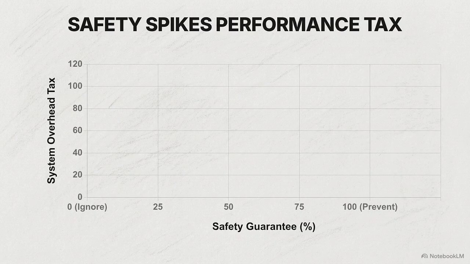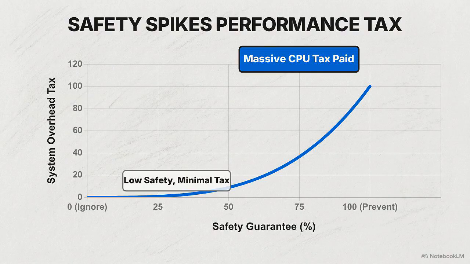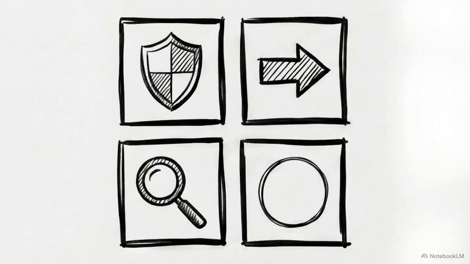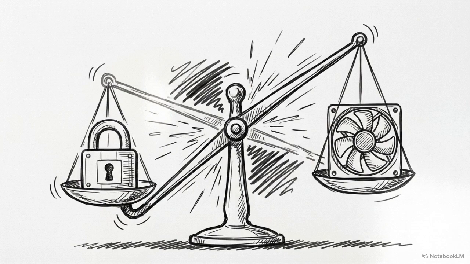To understand this choice, we have to evaluate the computational performance tax of the proper alternatives. This graphic shows the 4 distinct strategies for deadlock management: prevention, avoidance, detection, and ignore. This is the PADI framework. Operating system design is a brutal optimization problem. It balances the strict guarantee of safety against the friction introduced into daily system performance.